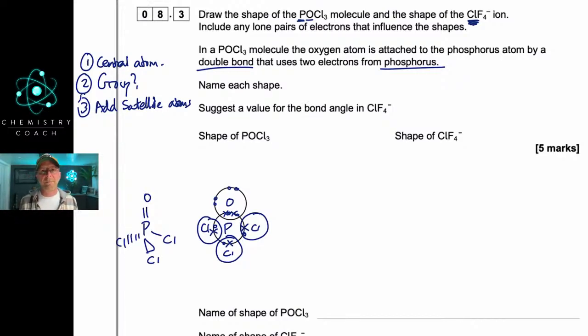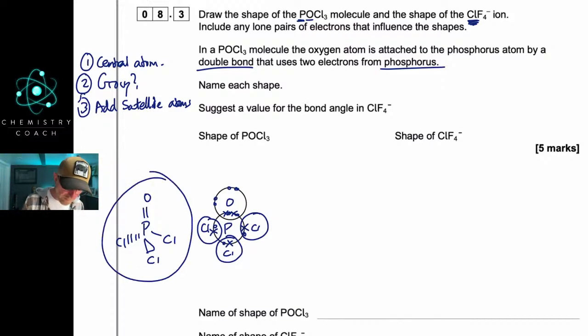Now, one thing to remember in VSEPR, shapes of molecules, ladies and gentlemen, is that a double bond basically just acts like a regular single covalent bond. So just treat it like another single bond pair. I know there's 2 pairs of electrons in there, but when you get a double bond, just go with it. It is just treated as another bonding pair.